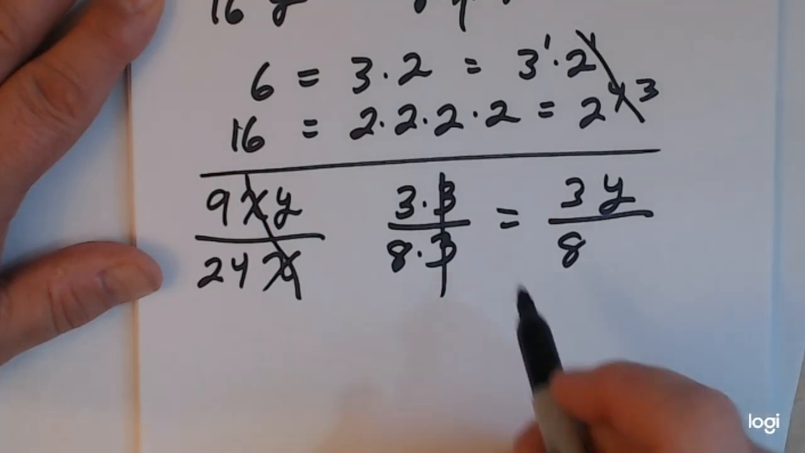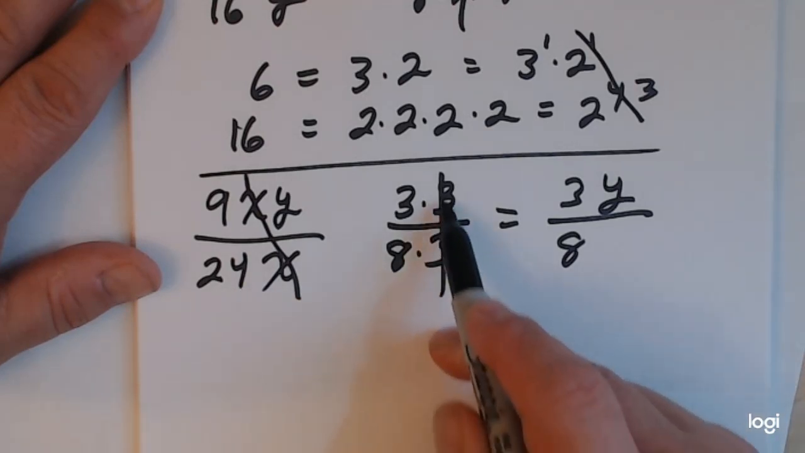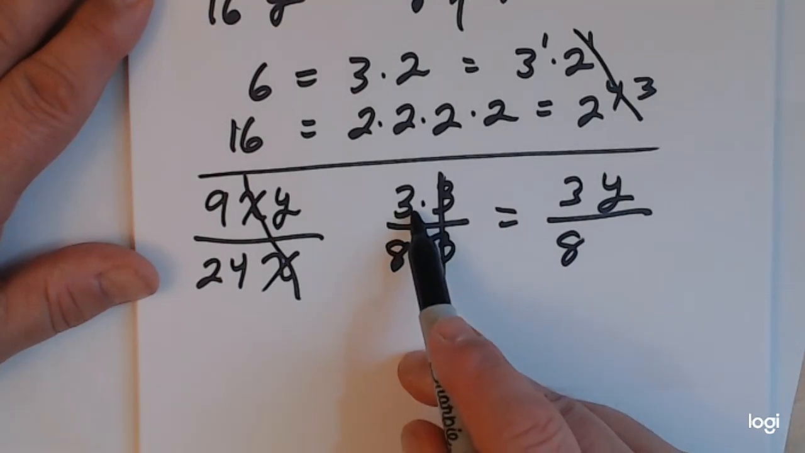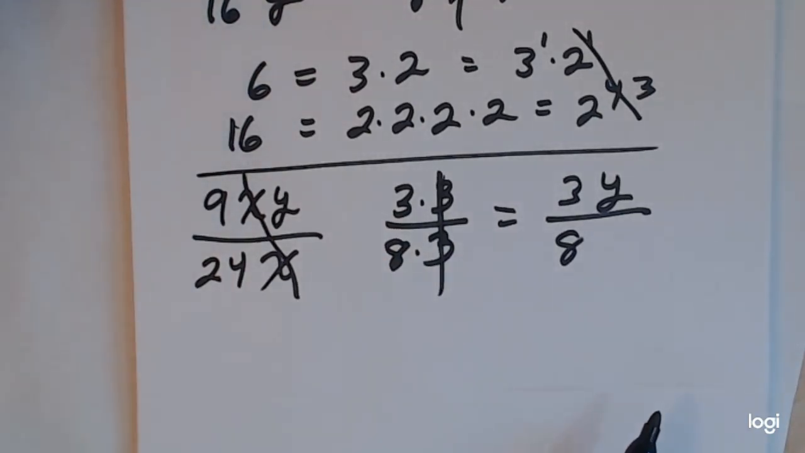Okay, you see what we did there? 9, 3 times 3, 24, 8 times 3. The 3's go out. That leaves us with an extra 3 in the numerator and an 8 in the denominator. Okay. Let's see what the next one is.